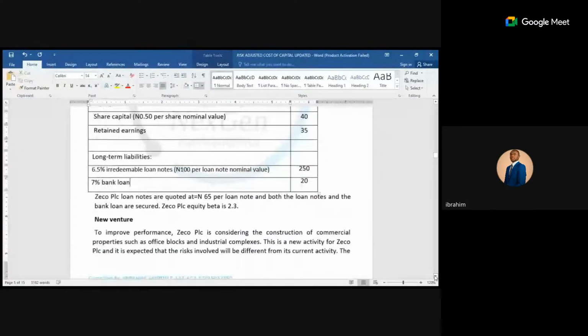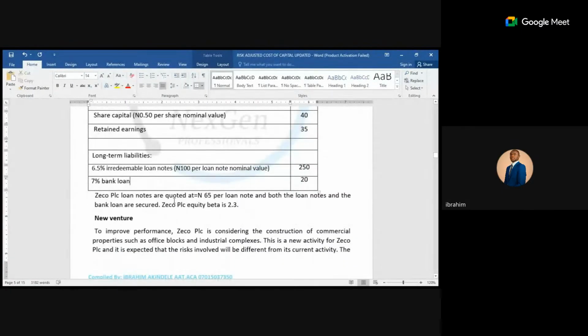Now, Zeco PLC loan notes are quoted at 65 naira per loan note. When you say something is quoted, that is the market price, right? That is the market price of the loan note. It's quoted at 65 naira per loan note, and both the loan notes and the bank loan are secured.